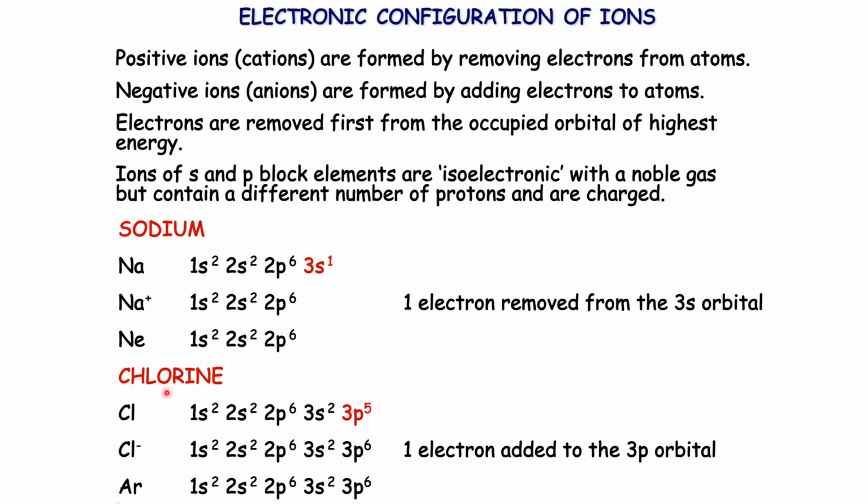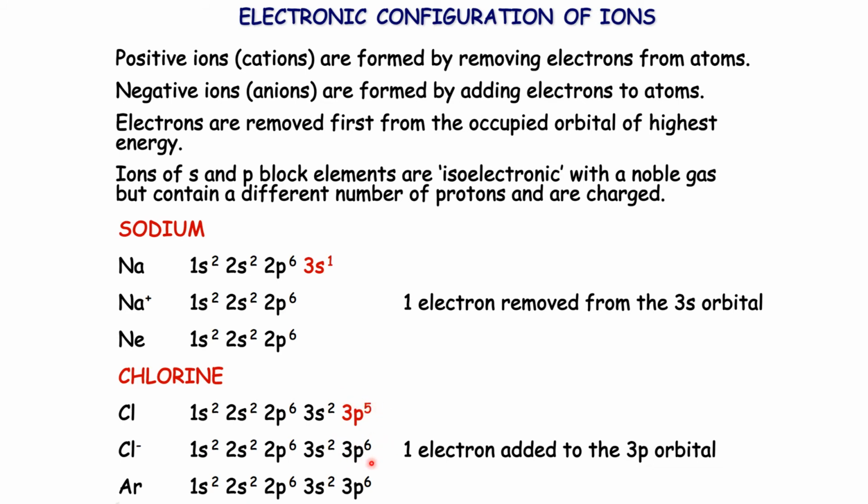Now let's see for the chlorine. Chlorine, we are talking about negative ions now. Negative ions are also called anions, and they are formed by adding electrons to the atoms. It means that in chlorine, if the electronic configuration is 1s2, 2s2, 2p6, 3s2, 3p5, and we want to make chloride ion, that is Cl negative, then one electron has been added to the outermost shell, which is 3p.